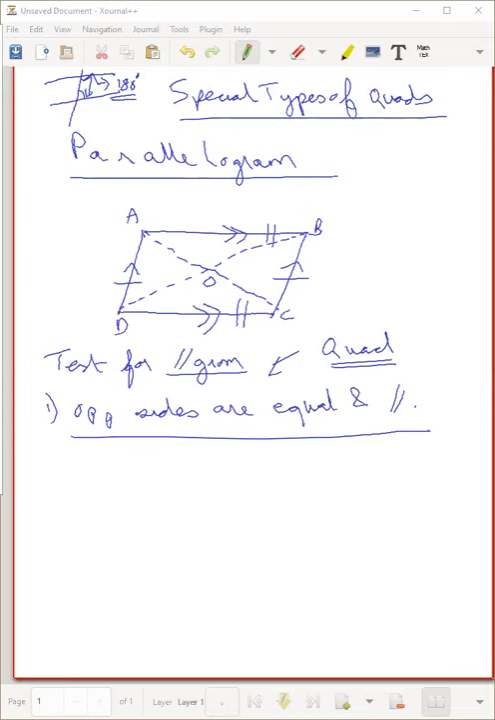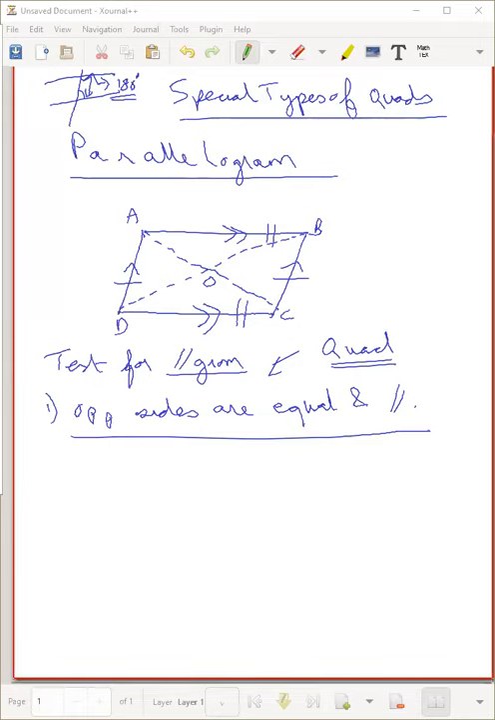For a rectangle, we will have to prove that all angles are 90 degrees. Every rectangle is also a parallelogram, but every parallelogram is not a rectangle. So if we use this property for a rectangle, it will become wrong. Why can't we use this property for rectangles?